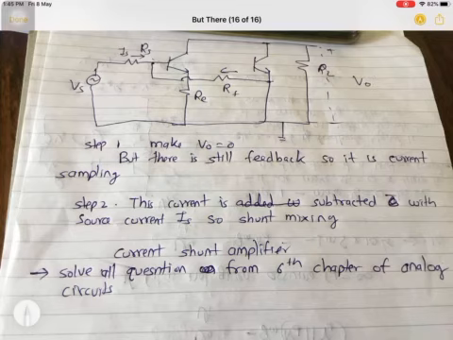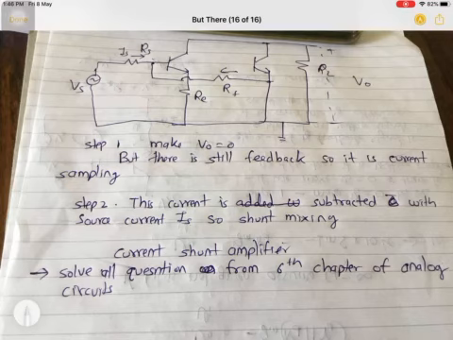Now whenever we apply a feedback, there is a change, and the change is contributed by the amount 1 plus A beta. If increased, then it is multiplied by 1 plus A beta. If decreased, then it is divided by 1 plus A beta, where beta is the feedback factor and A is the gain of the amplifier. Now when we apply a feedback, we have to find out what type of feedback it is. For that, we have to study what type of sampling and what type of mixing is done in the circuit. If sampling is done in parallel, then it is a voltage sampling. If sampling is done in series, then it is a current sampling.